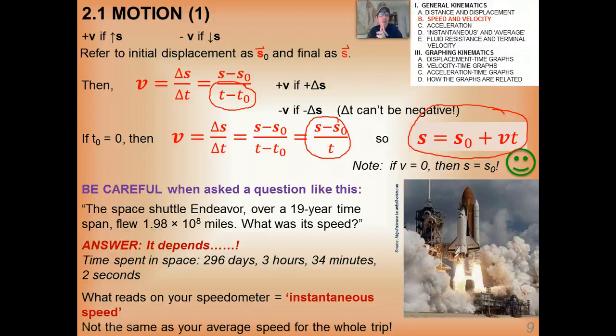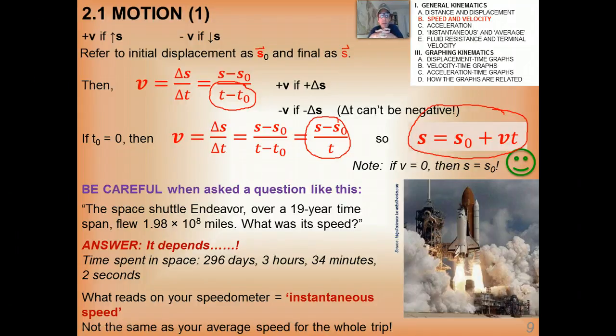Just to remind you, what reads on your speedometer on your bike or your car is your instantaneous speed. It's not instantaneous velocity. Your speedometer doesn't tell you in what direction your car is driving. It's your instantaneous speed, and this speed is not the same as your average speed for the whole trip.